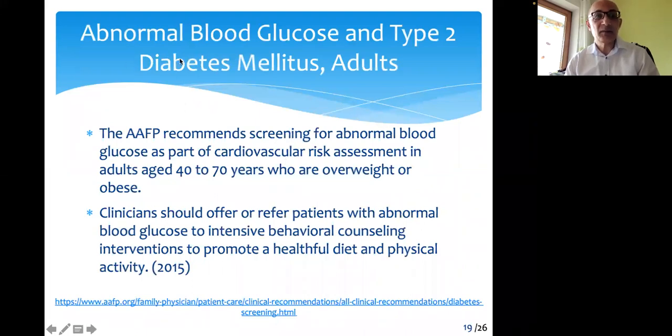just as an example, a guideline from the American Academy of Family Physicians on diabetes, and you see they recommend that adults aged 40 to 70 years who are overweight or obese, so normal weight people should not go to the doctor and ask for a blood glucose check. But if you are 40 to 70 years of age and have some additional extra weight, then you should undergo a screening.